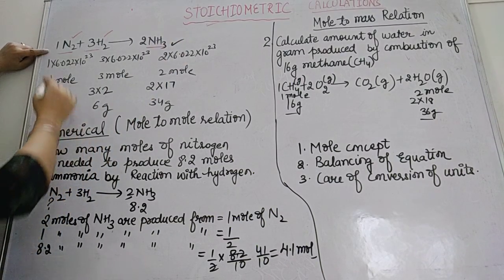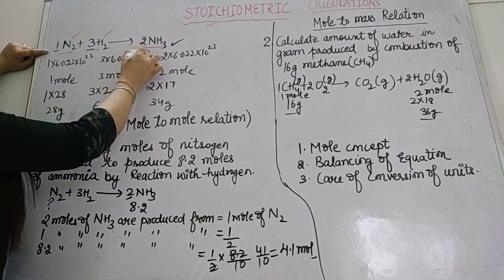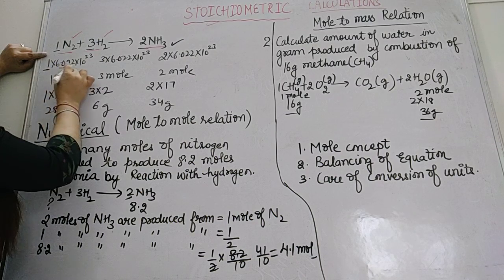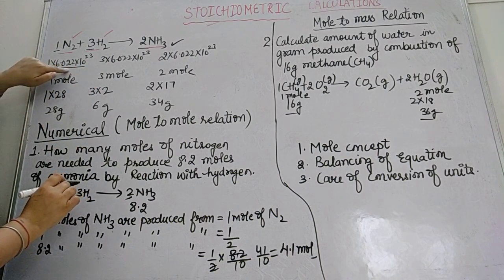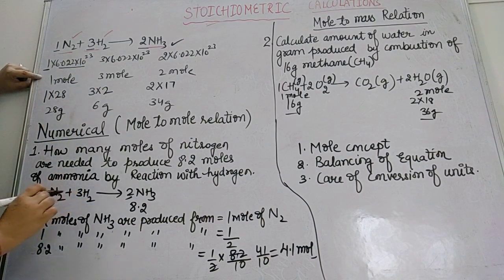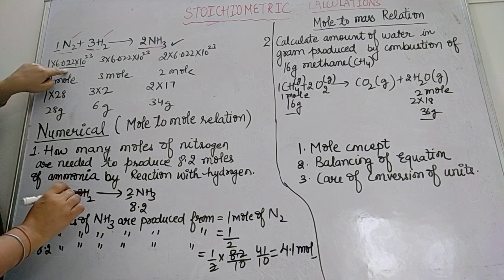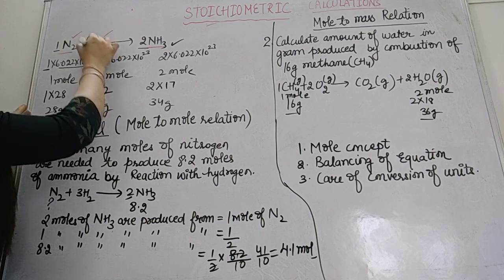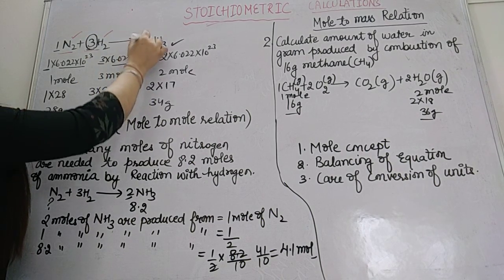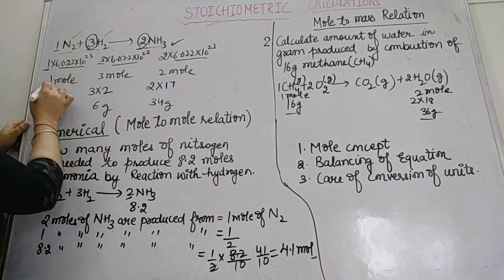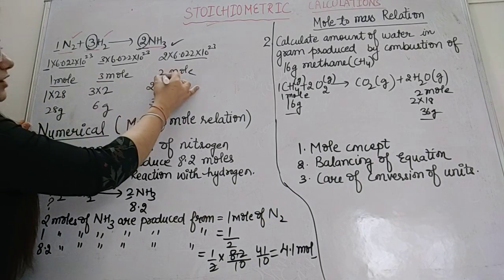You can see here, this is 1 mole, 3 mole, 2 mole. 1 mole has 6.02 × 10^23 number of molecules, right? It is the Avogadro number. So I am writing here 1 into Avogadro number, then 3 into Avogadro number for the 3 moles, and 2 into Avogadro number. It will become 1 mole, 3 mole and 2 mole.